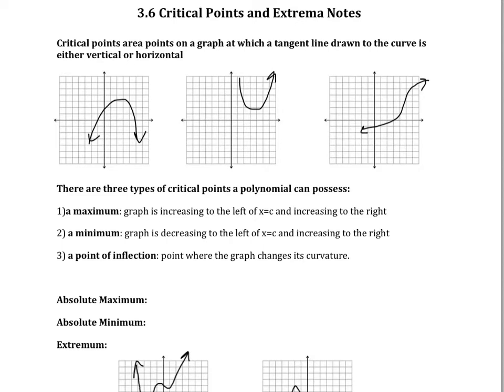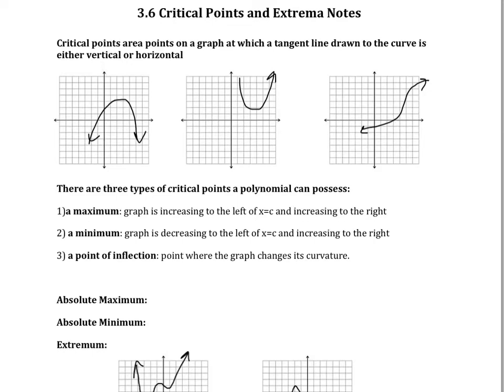Okay, so moving along. 3-6 is on critical points and extrema. So we're not going to do this whole section in the book. We're just going to pull out some parts of it. The first part is talking about what are critical points.